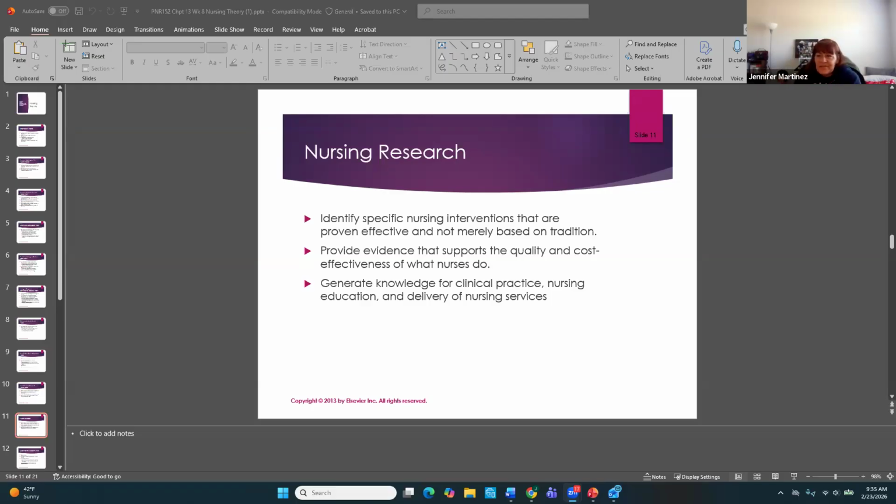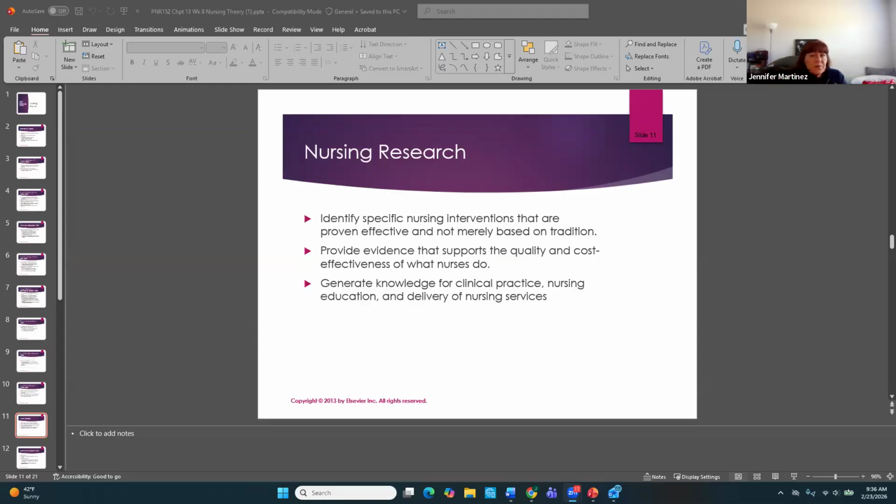Some of the other things that research does: identify specific nursing interventions that are proven effective and not merely based on tradition. So why do we turn and reposition our clients every 2 hours? Why do we have them cough and deep breathe after surgery? Why do we do the things that we do?